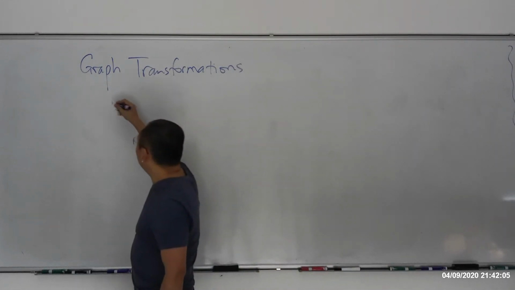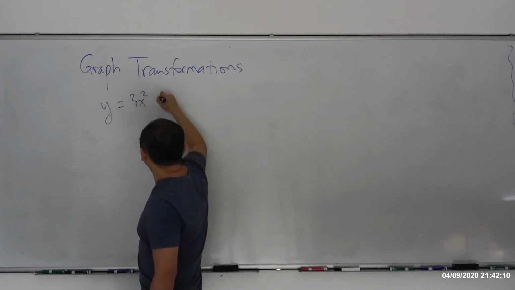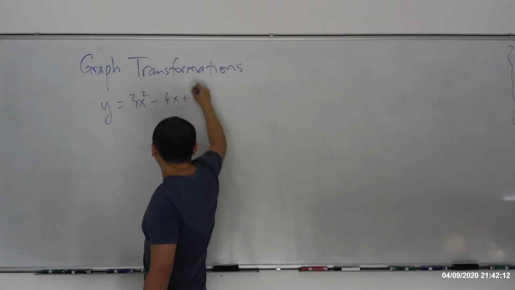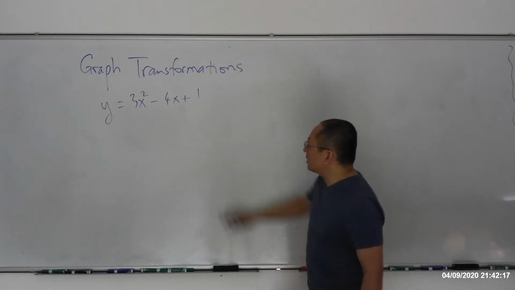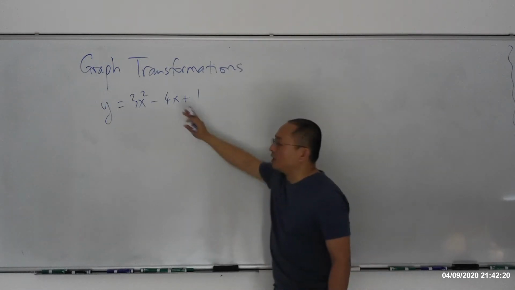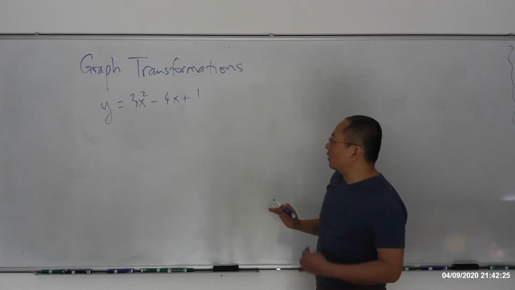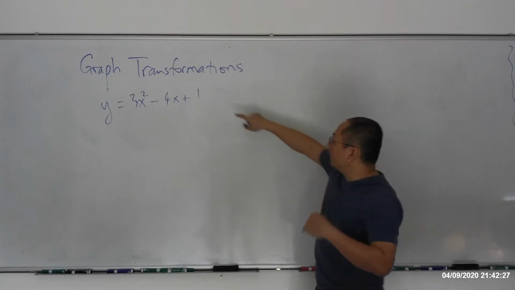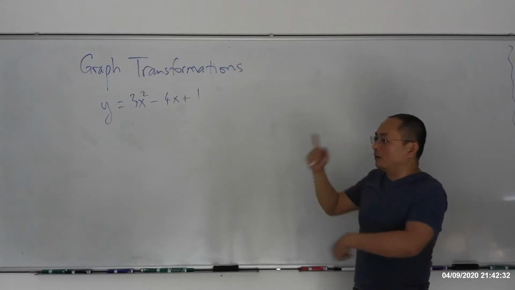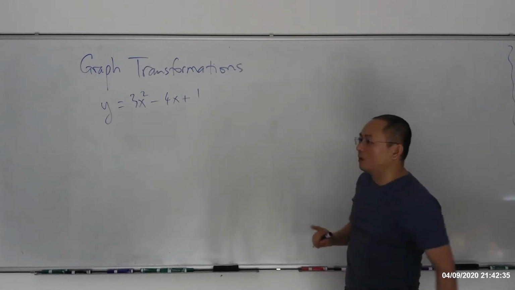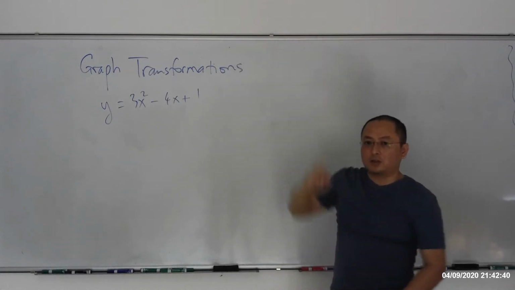Say for example, y equal to 3x squared minus 4x plus 1. By the way, this graph is a function. This equation is a function, and the graph is a parabola. That's what I meant. And you guys are going to learn how to shift the graph, which is a parabola right here, up, down, left, right, or even flip it over the x-axis, flip over the y-axis, stretch or compress horizontally, or stretch or compress vertically.